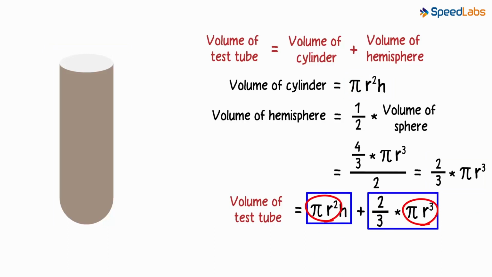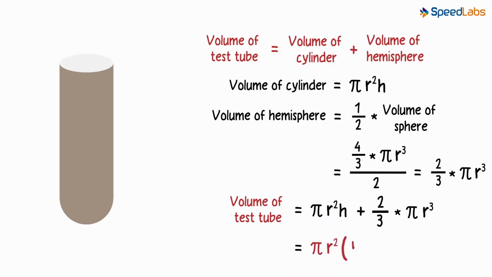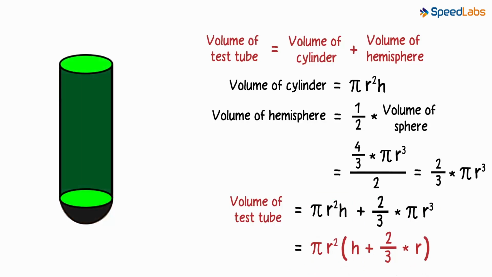Yes, pi r squared is common to both the terms. So this can be simplified further as pi r squared times (h plus 2 over 3 times r). Again note here that both the cylinder and the hemisphere have the same radius r.